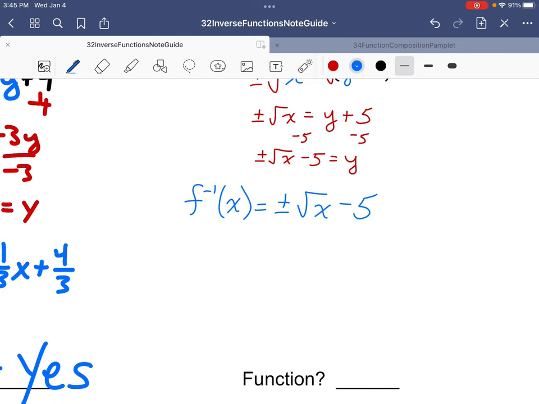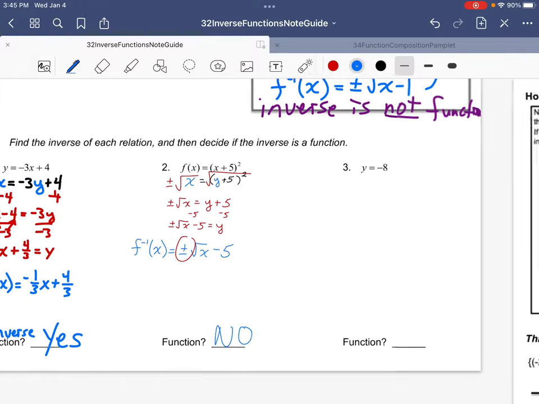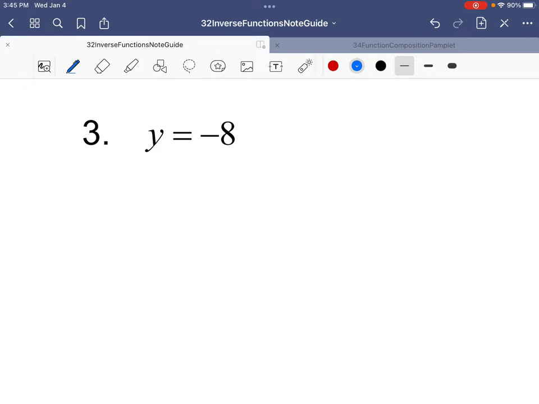Now again, we don't have a graph. We could make a graph if we want, but if you think about what happened up above, as soon as you get that plus or minus, you kind of get like both sides of the graph. And if you think about the vertical line test, you're going to fail the vertical line test, so it's not going to be a function. I'm going to skip graphing that one on Desmos. Let's go to the last one here.